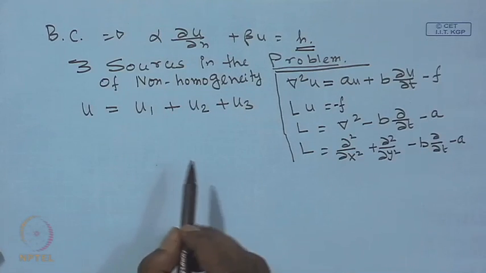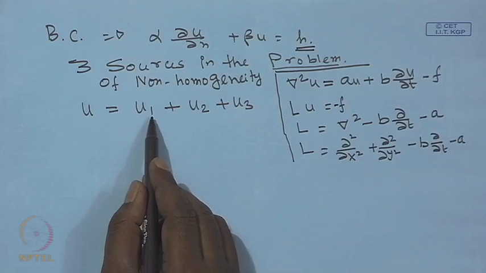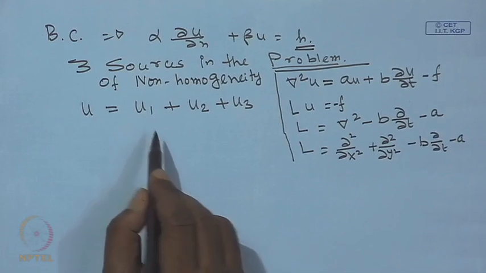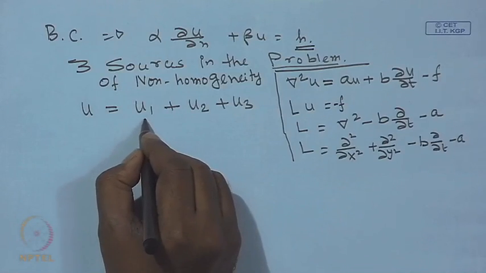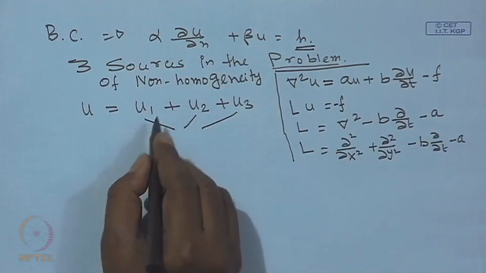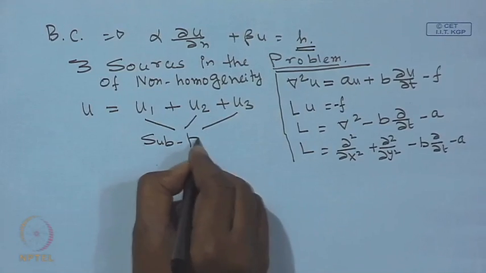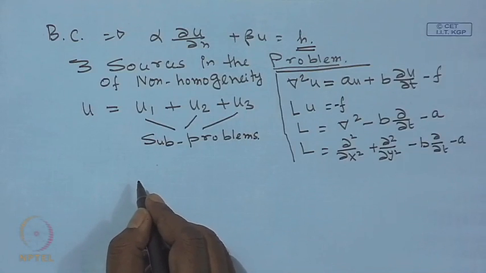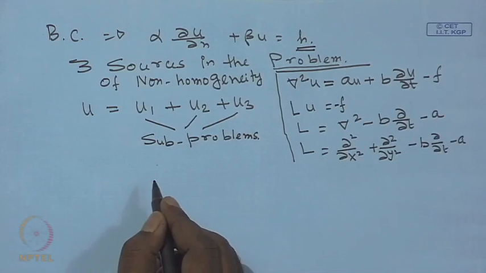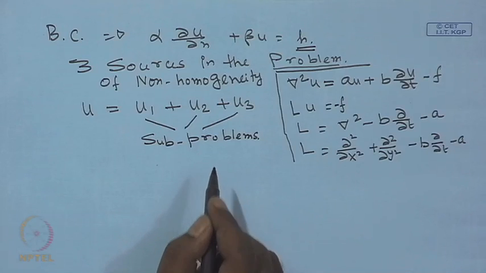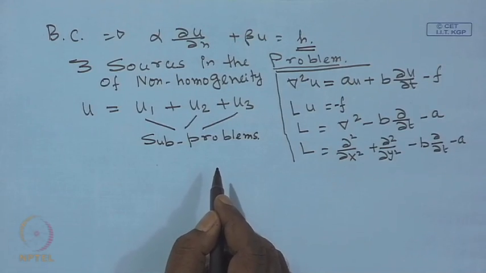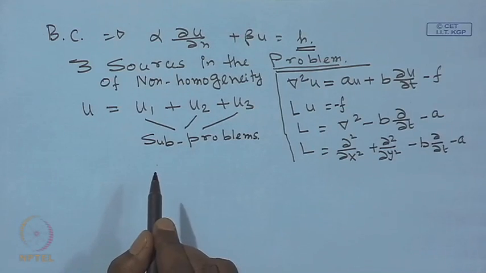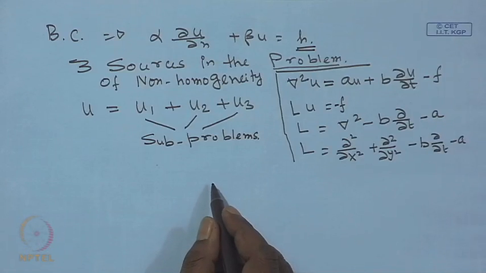we can simply linearly superpose all the three solutions and get the complete solution. Now, what will be the governing equations for these sub problems? We divide the problem into three sub problems, and u1, u2 and u3 each are called sub problems. We define each such sub problem such that we will be considering only one non-homogeneity at a time. Now, how will the governing equations of the sub problems be formulated?